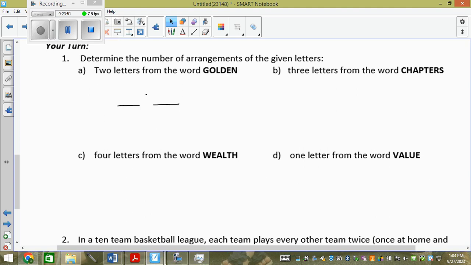Golden: how many letters? Does it have to say that they can't repeat? No, because it is a word, and words are Scrabble tiles. That's 1 G, 1 O, 1 L, 1 D, 1 E, 1 N. So I have 6 for this one, then 5, which is 30. 3 letters from chapters. How many letters are in chapters? 8. So it'd be 8, 7, 6, which is 360?